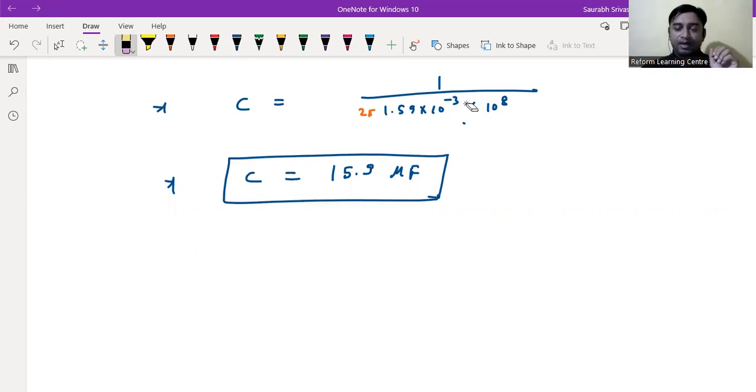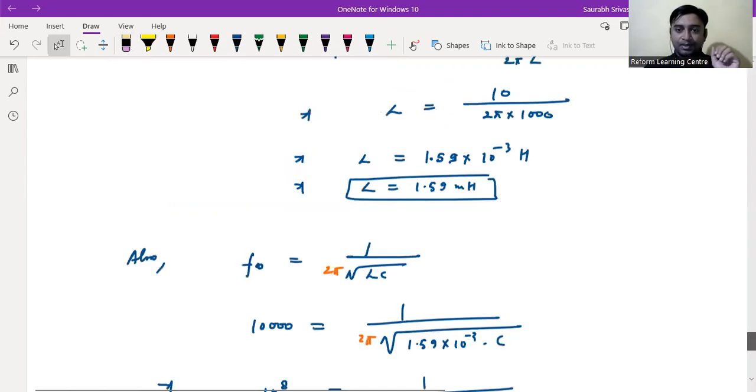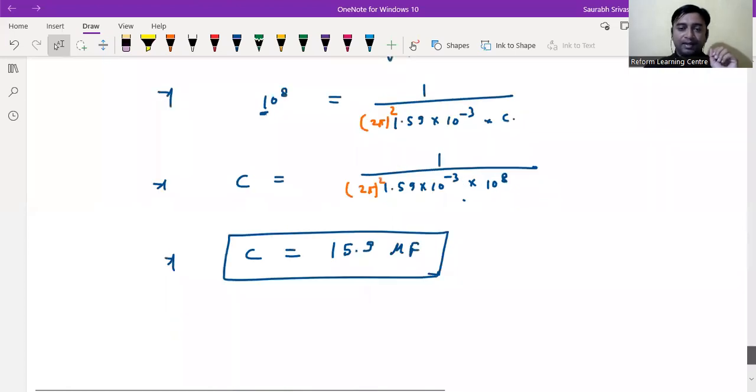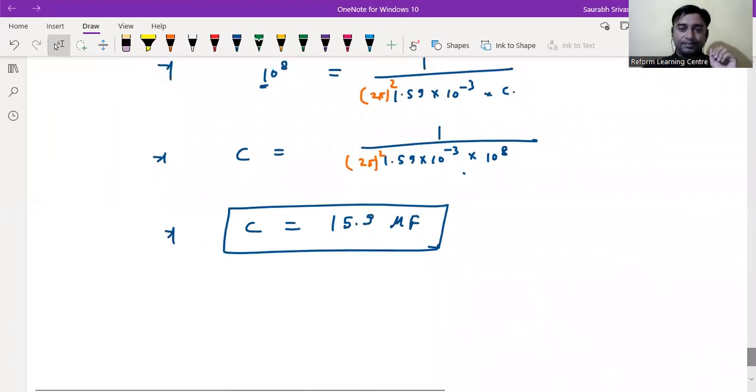और ये भी स्क्वायर किया है ना आपने. थोड़ा सा इसमें भी 2 पाई का स्क्वायर, 4 स्क्वायर. फाइनल आंसर हो कितना? जाएगा. हाँ, फाइनल आंसर यही आ रहा है, 15.9 माइक्रोफैराड.